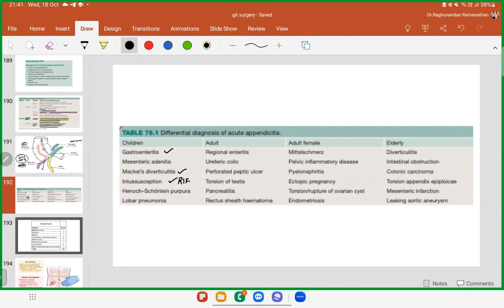In adults, regional arteritis, ureteric colic, then you're going to rule out torsion of the testis, pancreatitis. In adult females, again pelvic inflammatory disease, ectopic pregnancy has to be ruled out. Endometriosis has to be ruled out.